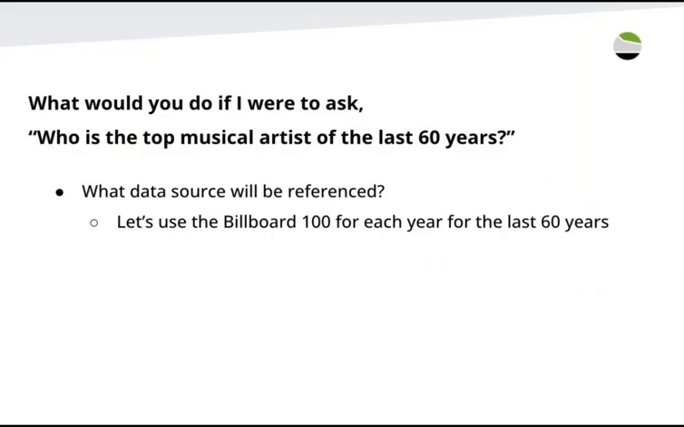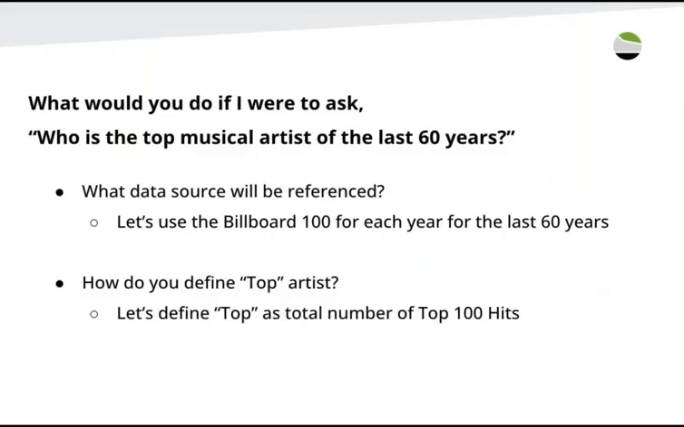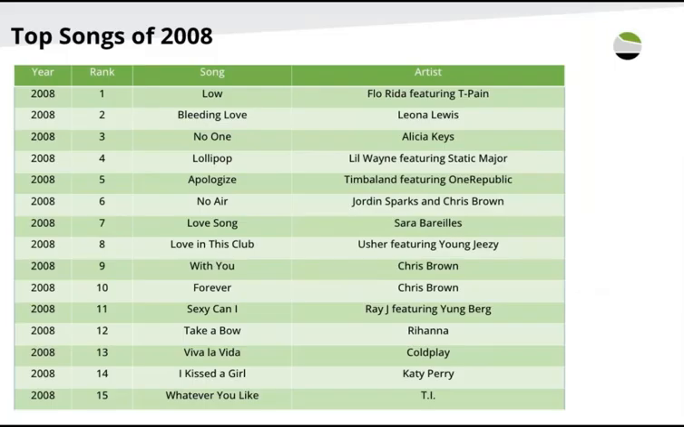So now I've got my data. What's my criteria now for what's a top artist? Well, let's do this. How about the number of top 100 hit songs they have? It's pretty simple. So we're going to have an awards banquet and we're going to invite all the artists to this big banquet, and we're going to hand out an award to the top musical artist for the last 60 years. It's pretty simple. It's a straight up data example. So, let's look at it.